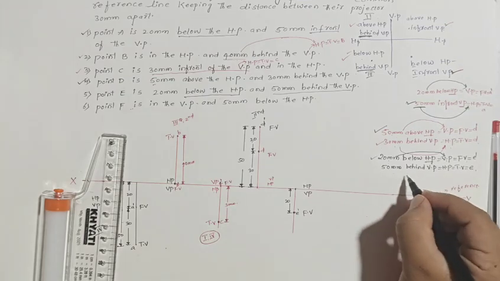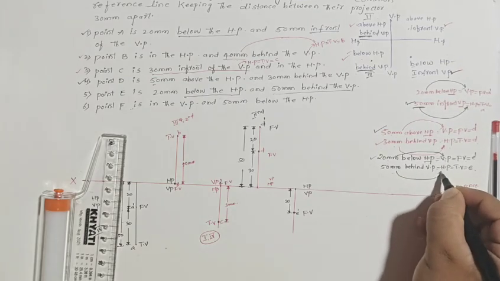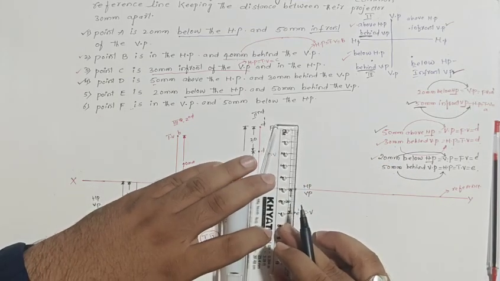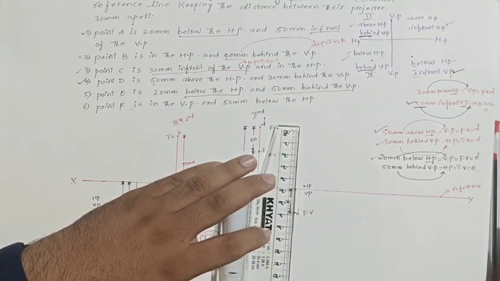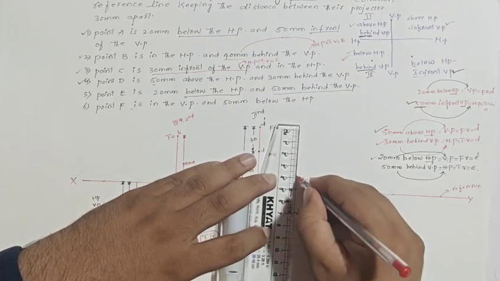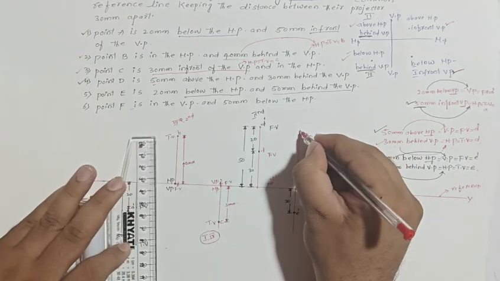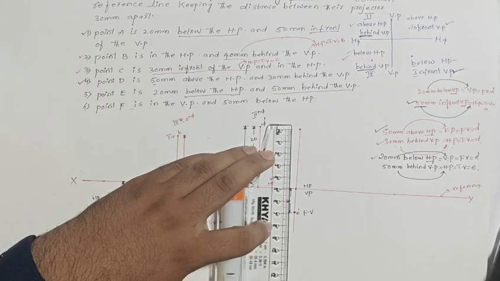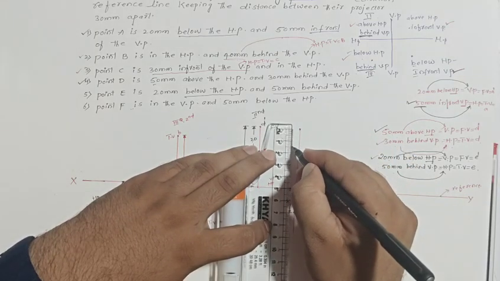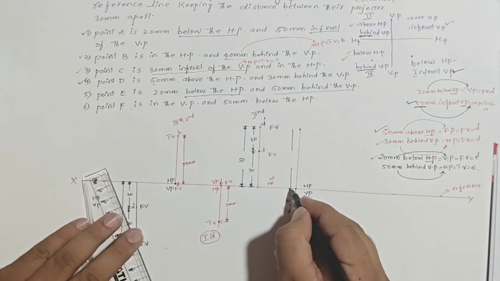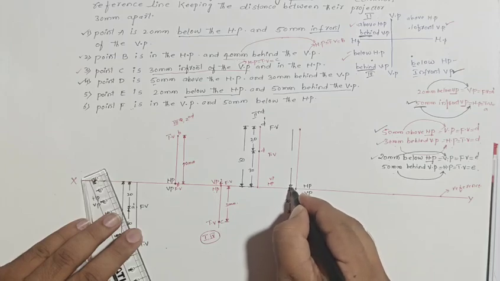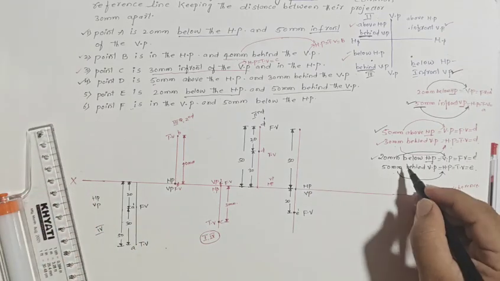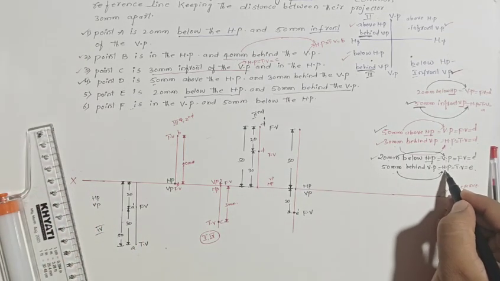Next one. 50 mm behind the VP. This 50 mm resting on where here? On the horizontal plane. Where is the horizontal plane? Above the reference line. From the reference line, we need to measure a length of 50 millimeter. Clear? Meanwhile, show the dimension 50 millimeter.